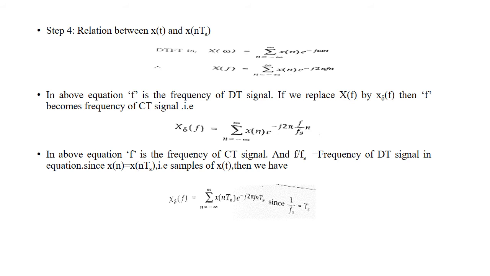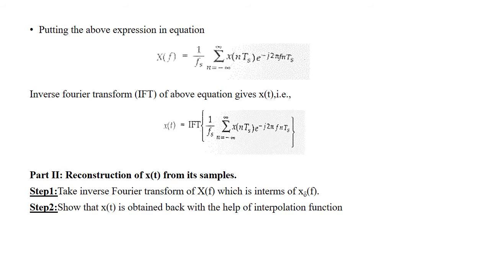Then we have X_δ(f) = summation n = -∞ to ∞ of x(nTs) e^(-j2πfnTs), since 1/fs is equal to Ts. So putting the above expression in this equation, we will get X(f) = 1/fs summation n = -∞ to ∞ of x(nTs) e^(-j2πfnTs).